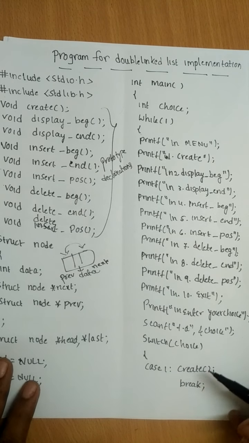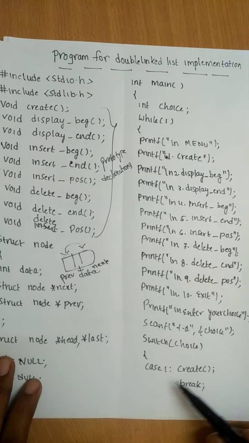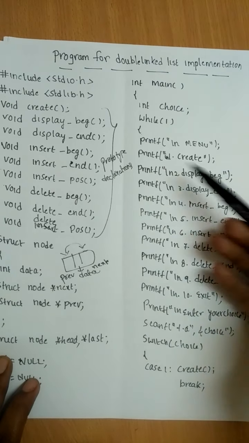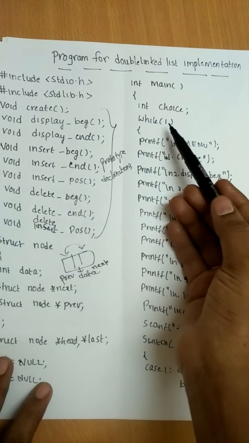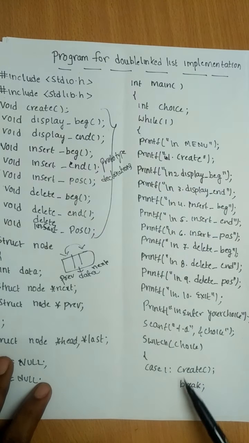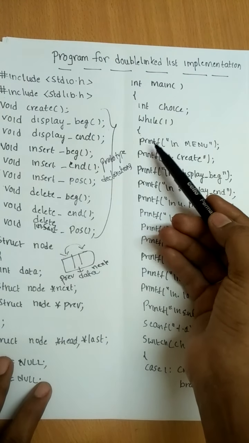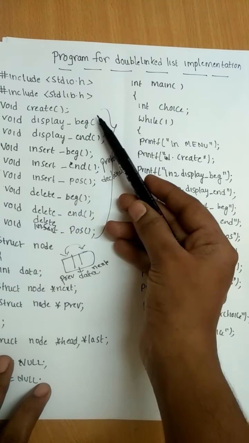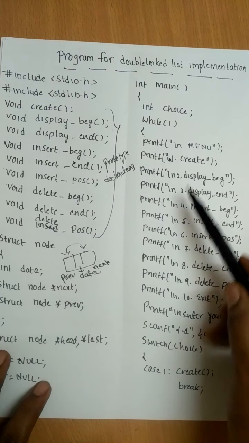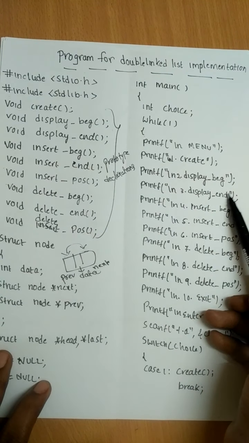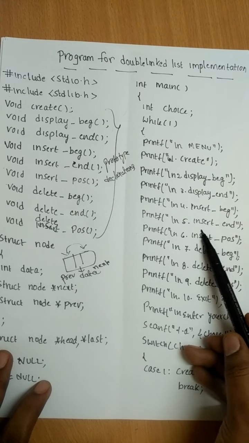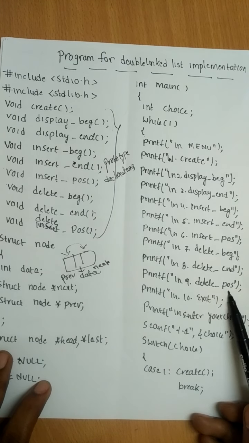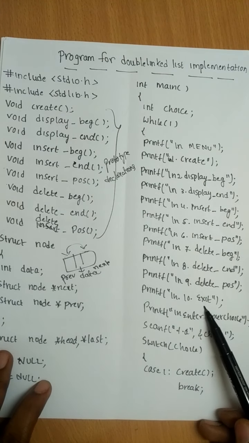While one is used to repeat the menu every time. In main, we declared one variable, choice, to read the choice in the switch case. Next, while one, print the menu. What is that menu? What are the operations we are going to do in this program? So display those operations. First operation is create, display from the beginning, display from the end, insert at beginning, insert at end, insert at the required position, delete at beginning, delete at end, delete at the required position, and last, the choice is exit.